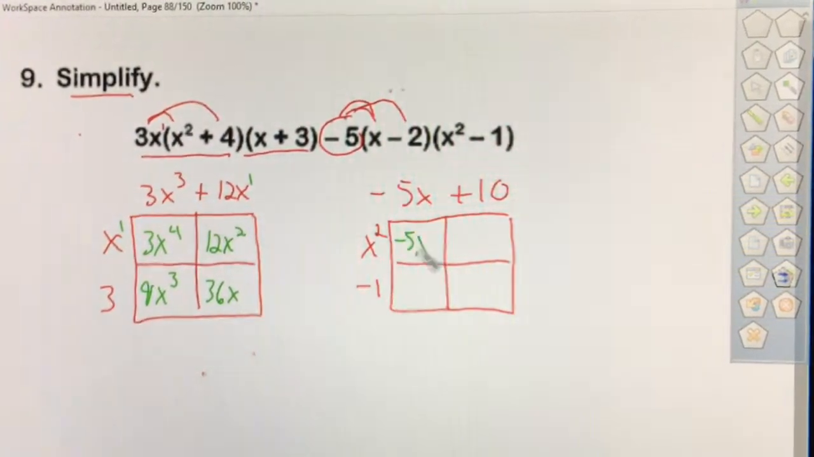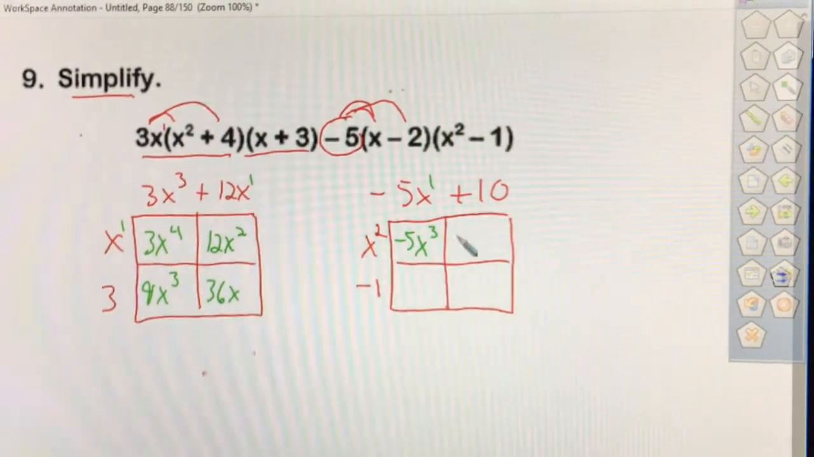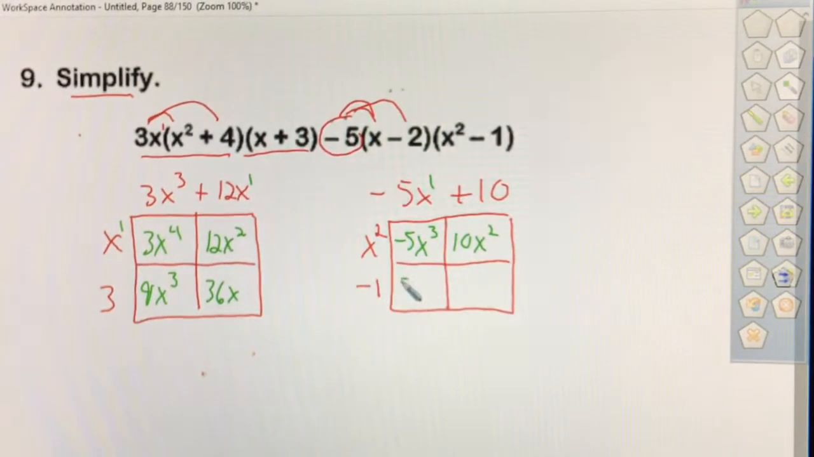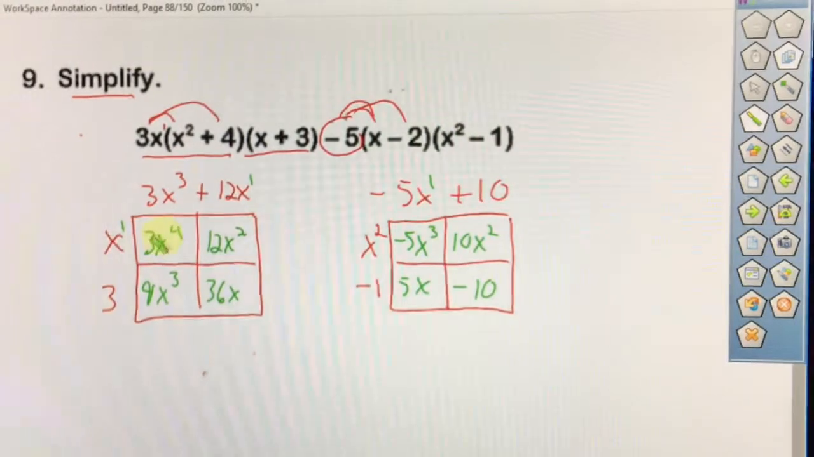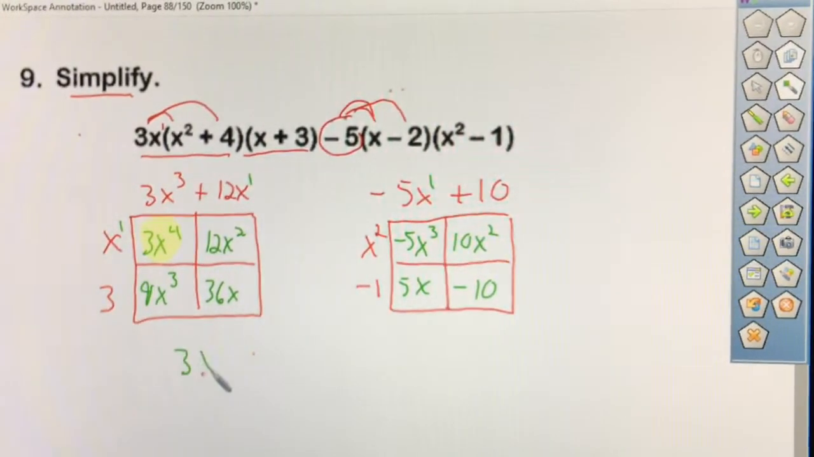Negative 5x cubed, notice I add the exponents, plus 10x squared, 10x squared, plus 5x, nothing simplifies so far, minus 10. Now I'm going to combine all these terms. Do I see anything to the fourth over here? No. So that's going to come out as just 3x to the fourth.